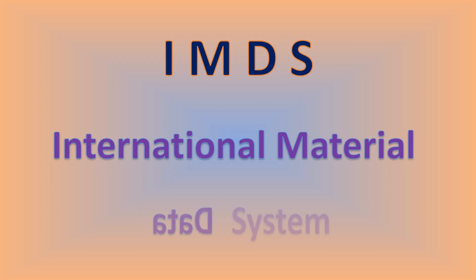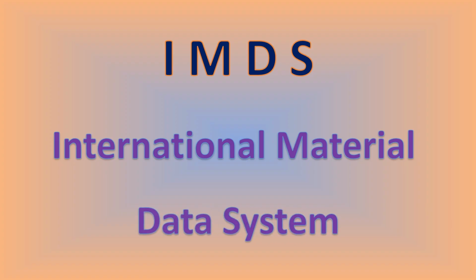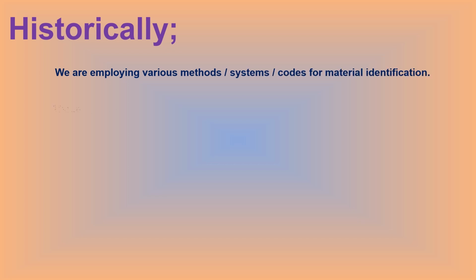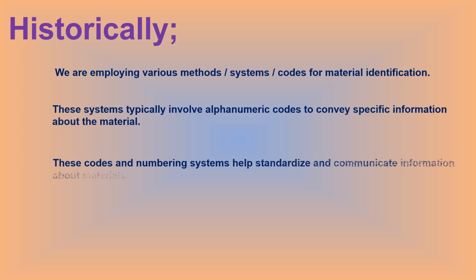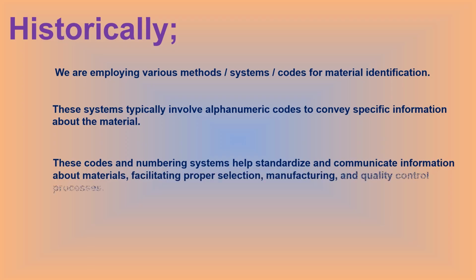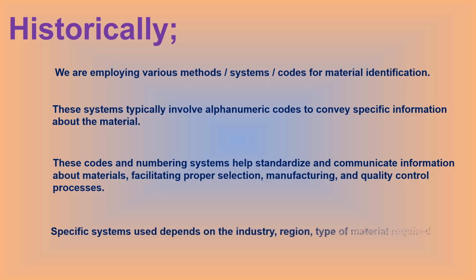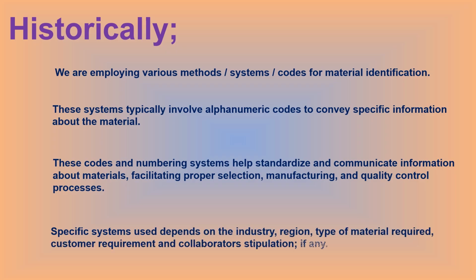IMDS, what does it mean? It means International Material Data System. Historically, we have employed various methods, systems and codes for material identification. These systems typically involve alphanumeric codes to convey specific information about the material. These codes and numbering systems help standardize and communicate information about materials, facilitating proper selection, manufacturing, and quality control processes. The specific system used depends on the industry, region, type of material required, customer requirement and collaborators' stipulation, if any.